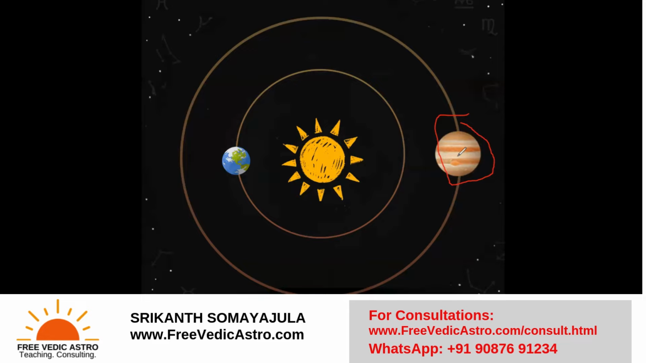So for ease and convenience, I've picked up Jupiter here. You can replace each planet once you have understood this concept. The concept is, look at our rishis. What were our rishis doing? When our rishis were there, they were always focused on what is happening in space.